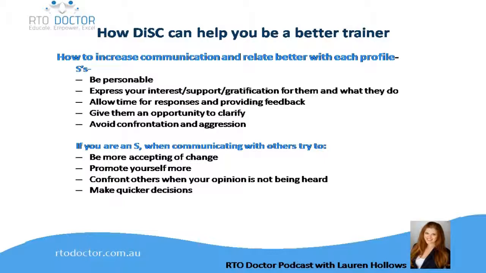If you are an S and you're trying to communicate and work with other profile types, then try to be more accepting of change, promote yourself more, confront others when your opinion is not being heard, and make quicker decisions. So again, this is focused on the feedback that other profiles might see an S as slightly more docile. So it's just about being a little bit more active in order to be able to do that.